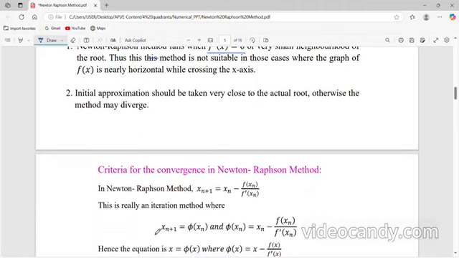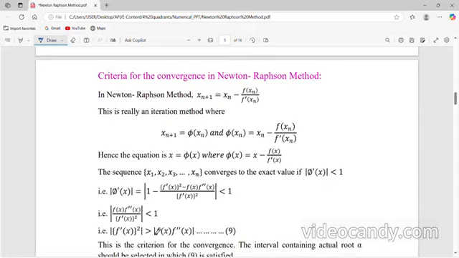Next is the criteria for convergence in the Newton-Raphson method. In the Newton-Raphson method, this is the formula. This is really an iteration method where x_(n+1) = phi(xn) and phi(xn) = xn - f(xn)/f'(xn). Hence the equation x = phi(x), where phi(x) = x - f(x)/f'(x). So the sequence xn converges to the exact value if |phi'(x)| < 1.